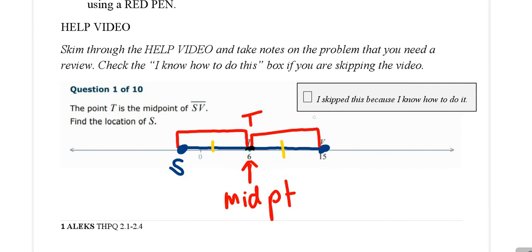And right here, if V is at 15 and T is at 6, that means the difference between 6 and 15 is 9 units. That means the distance this way must also be 9 units. So if you were to go 9 units to the left, bunny hop that, we're going to be at -3.